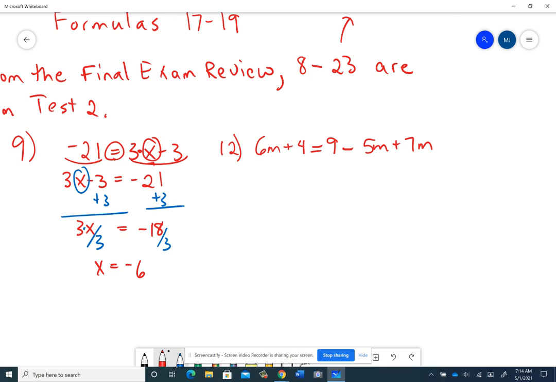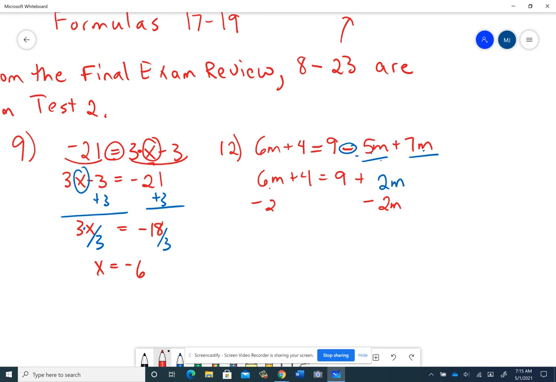This one allows us to remember something really important that we worked really hard to understand. If the variable terms are on the same side, like the negative 5m and the 7m, don't forget the negative is attached to the 5m, those just get combined. So a negative 5 and a positive 7 would be 2m. So we have 6m plus 4 equals 9 plus 2m. Now at this point, we have an m term on the left and an m term on the right. It really works best to get the m's together on the left-hand side.